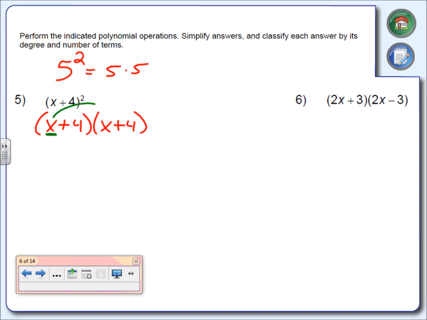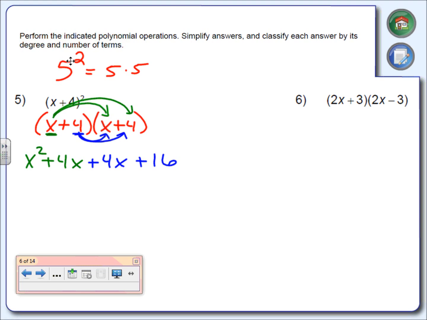I'm going to take x, and I'm going to multiply it with this x. So x times x is going to give us an x squared. Take that same x, multiply it with 4. X times 4 is 4x. Now I'm going to do distributive property with the 4. So 4 times x is going to give me a 4x. And 4 times 4 is 16.